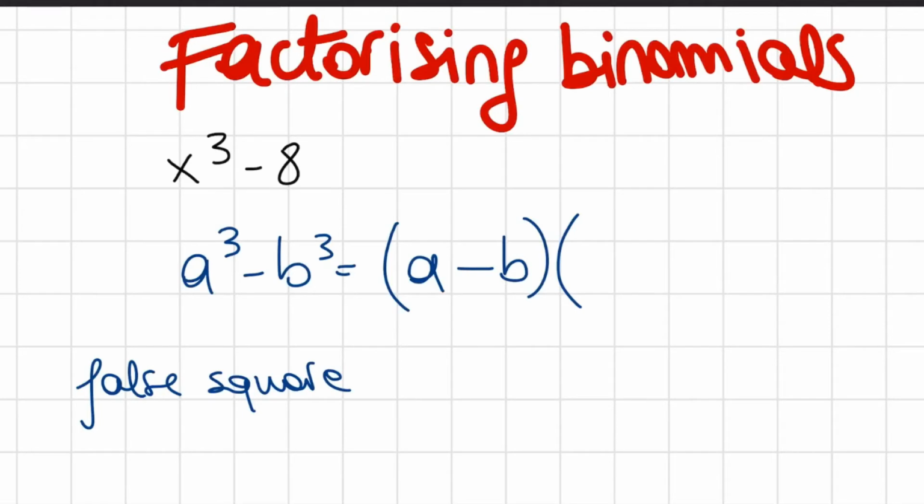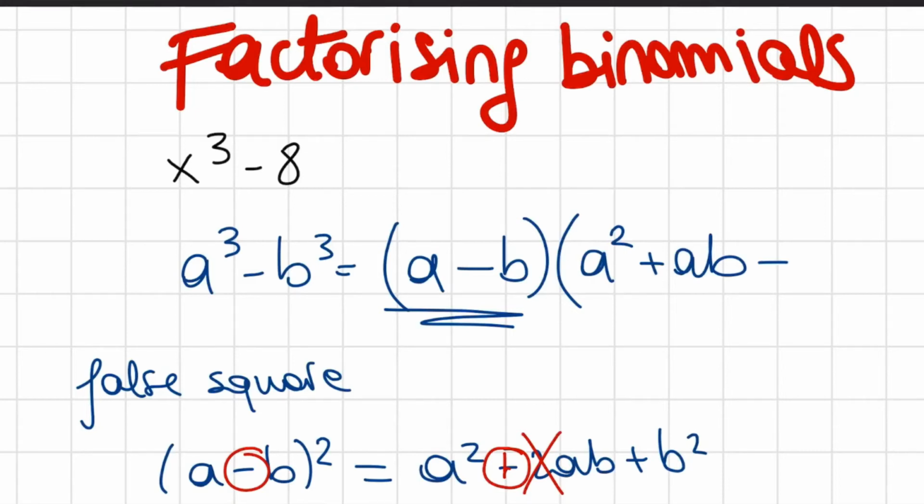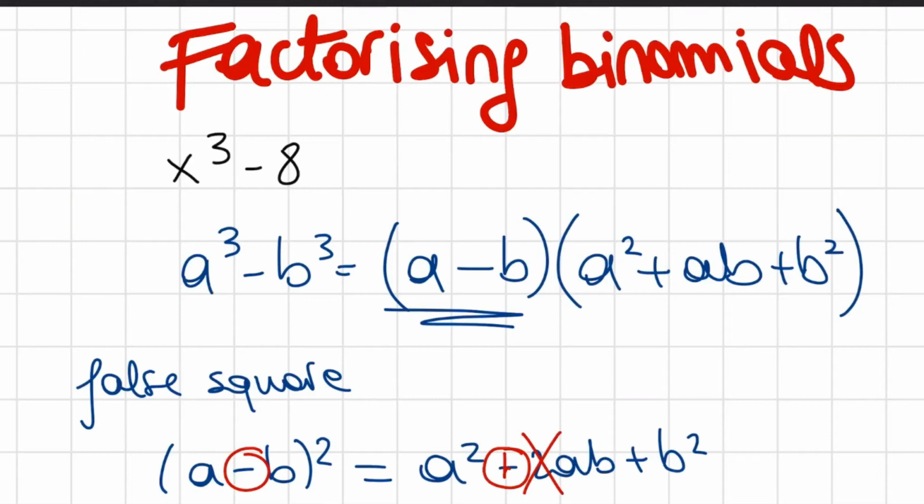Why do we say it's a false square? Well, suppose you have a minus b, all squared. It would turn out to be a squared minus 2ab plus b squared, wouldn't it? A false square does not have this 2, and the sign here is the opposite, so it's a plus. If here is a minus, here is a plus. Therefore, the false square of this a minus b would be a squared plus ab plus b squared. This is how you factorize a difference of 2 cubes.